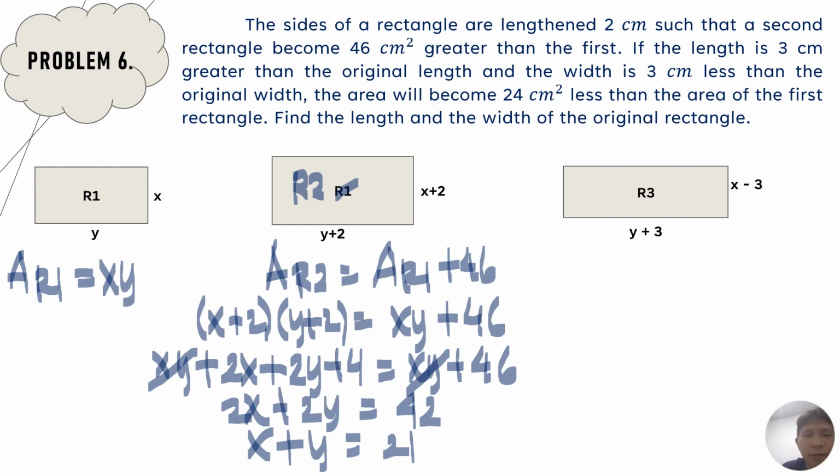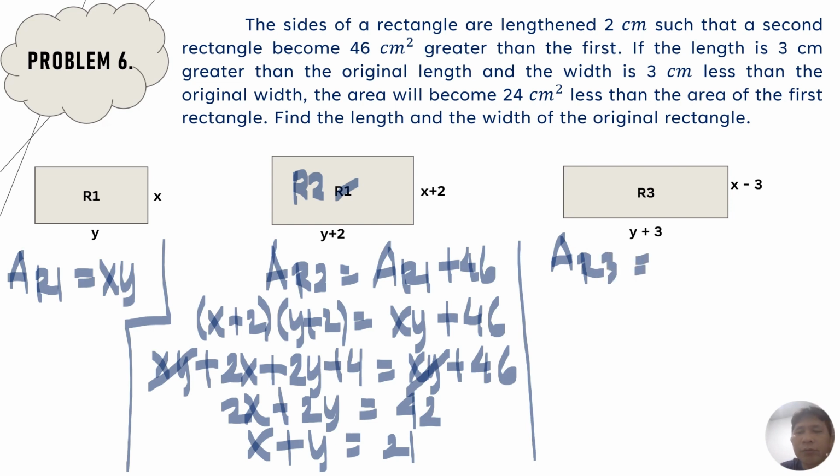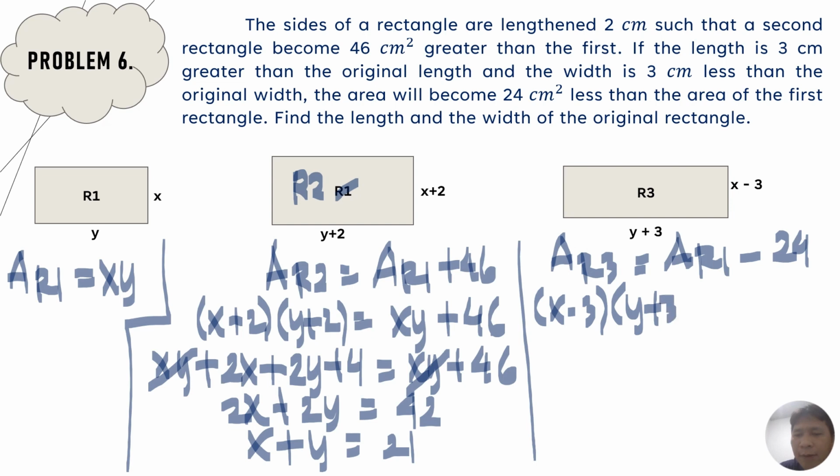Now let's continue to the third rectangle. The area of the third rectangle is 24 centimeters less than the area of the first, so it means the area of the first minus 24. According to the information, this is (x minus 3) times (y plus 3) equals xy minus 24. Because there is no more space, we're going to continue to the next slide.